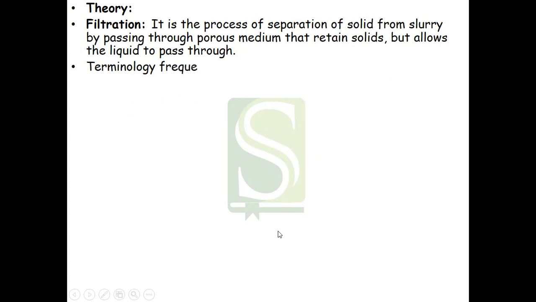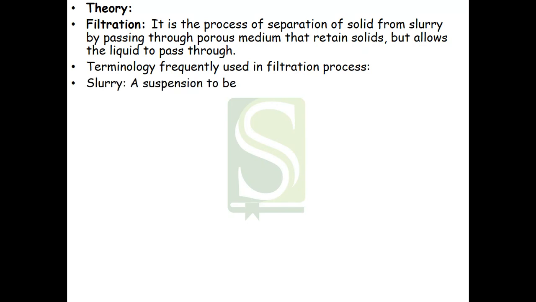So, filtration is the process of separation of the solid from slurry by passing through a porous medium that retains the solids but allows the liquid to pass through it. The terminologies which are used very frequently in the process of filtration include slurry. Now, what is a slurry? Slurry is the suspension of the solid particles in the liquid, right? It is this suspension which you want to filter out or separate out, and it is called the slurry.